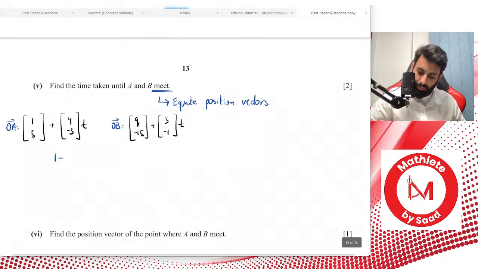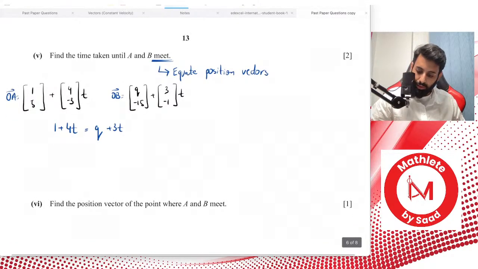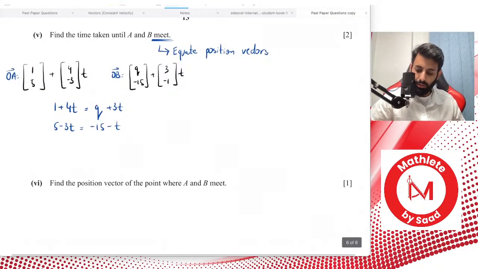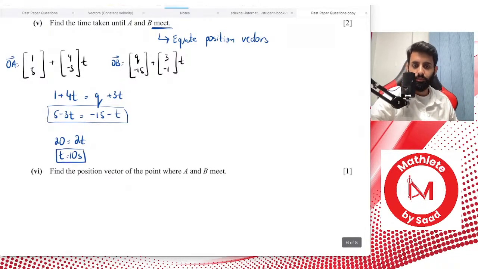So we're going to equate the two. So 1 plus 4t is equal to q plus 3t. Okay, this is not really going to help us. Okay, but if we do 5 minus 3t, which is equal to minus 15 minus t, this will definitely help us. How? Because now we can solve for the value of t. So 5 plus 15 is 20. So this is what I'm using, okay? This is the equation that I'm using. So 5 plus 15 is 20, which is equal to 2t. And then t is equal to what? t is equal to 10 seconds. And there you go. That's your answer.